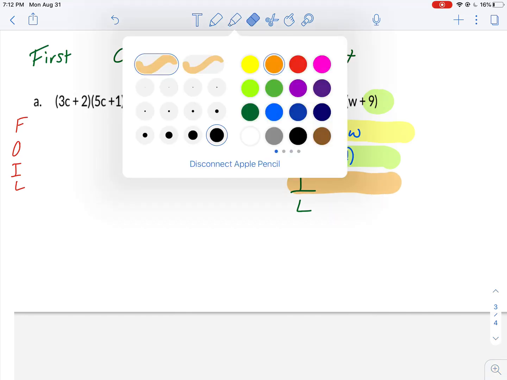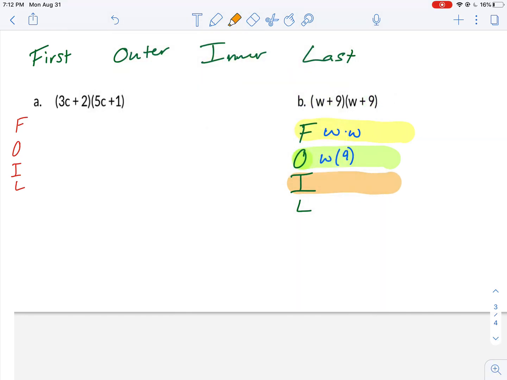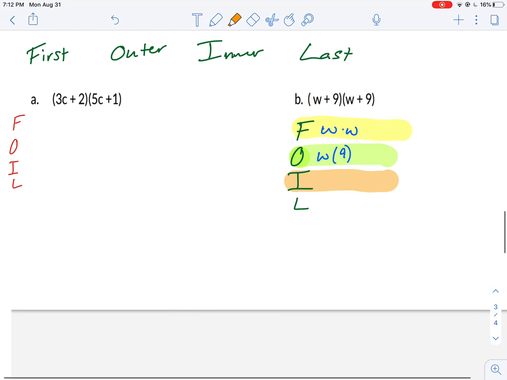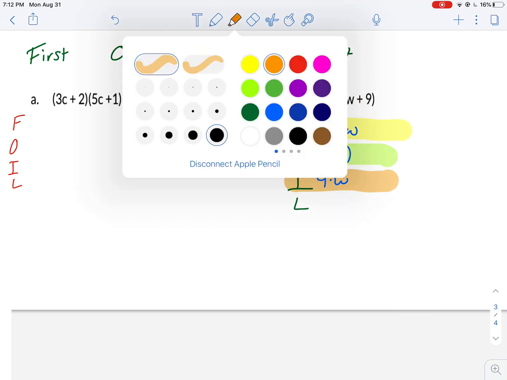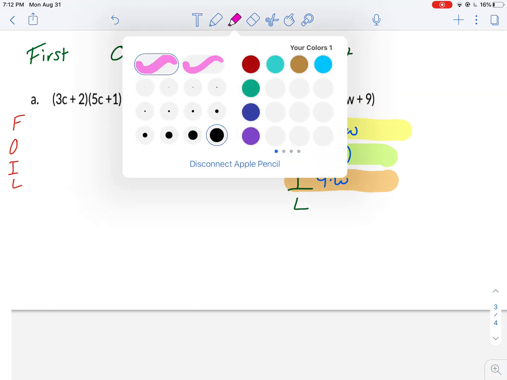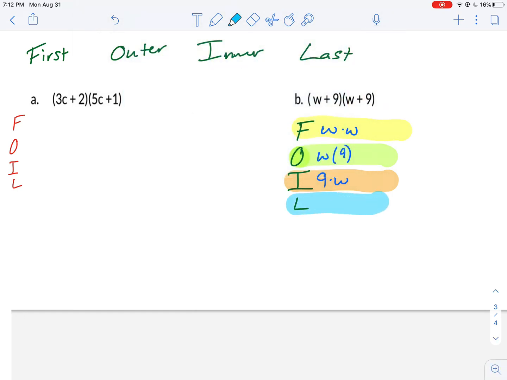And a similar idea for the inner. What we mean by inner is I'm going to take the inside two. So we just did the outside two. Now let's do the two nestled in the inside here. So that's 9 times W. And the L in FOIL stands for last. So we're going to take our last term in each binomial. So that's a 9 times 9.